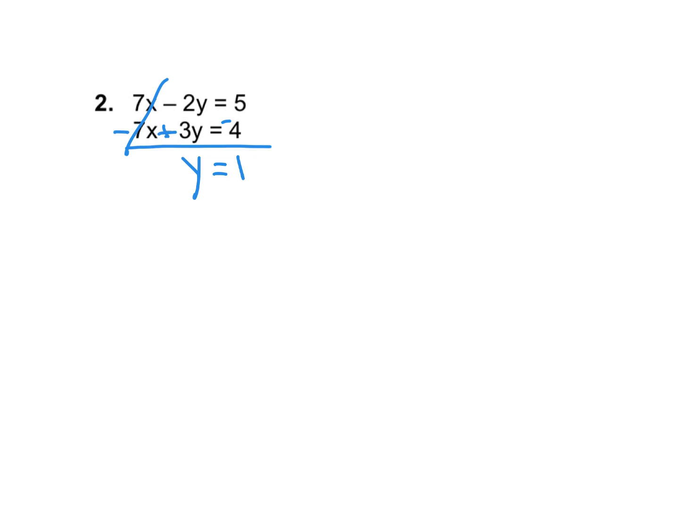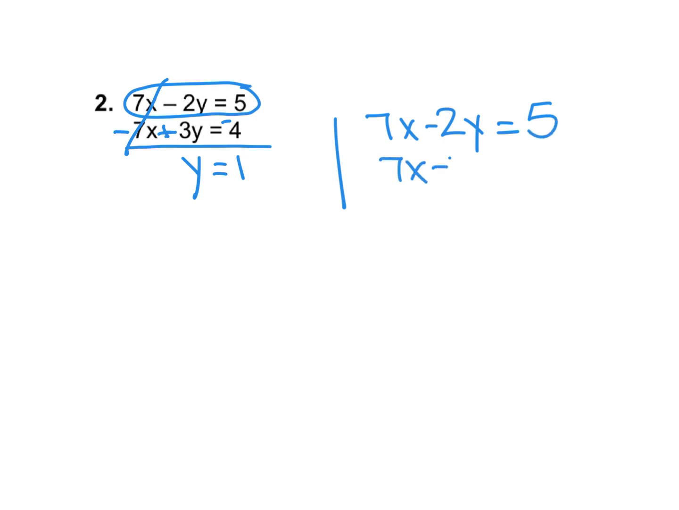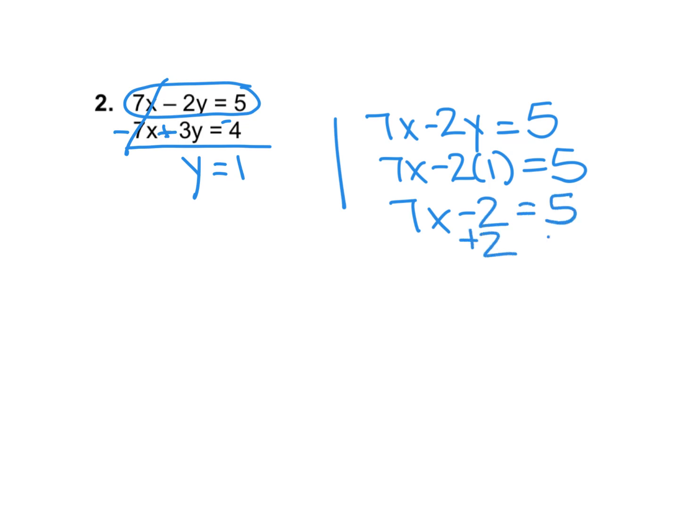Now, just like we did the other ones, we need to come up to the top and pick one of the equations. It does not matter if you take one of the original ones or one that you've rewritten. I'm just going to come back up here and use this one right here. I have 7x minus 2y is equal to 5, and I'm plugging in the y. So I have 7x minus 2 times 1 is equal to 5. 7x minus 2 is equal to 5, and I'm going to add my 2.